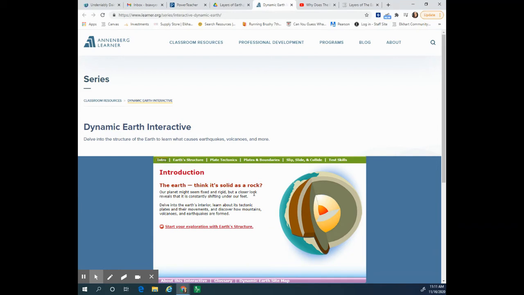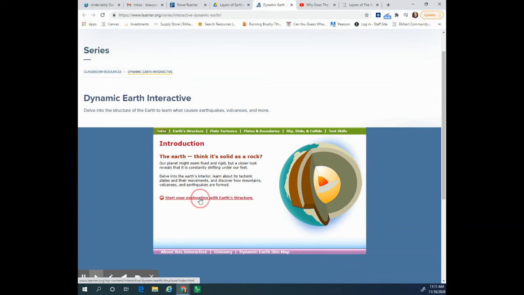The Earth. Think it's solid as a rock. Our planet might seem fixed and rigid, but a closer look reveals that it is constantly shifting under our feet. Delve into the Earth's interior and learn about its tectonic plates and their movements, and discover how mountains, volcanoes, and earthquakes are formed.